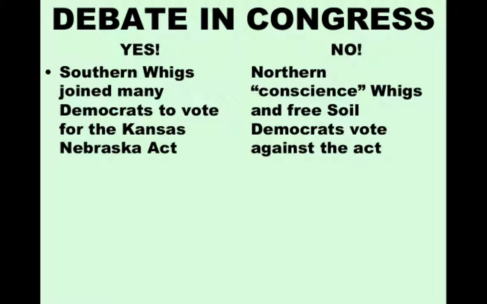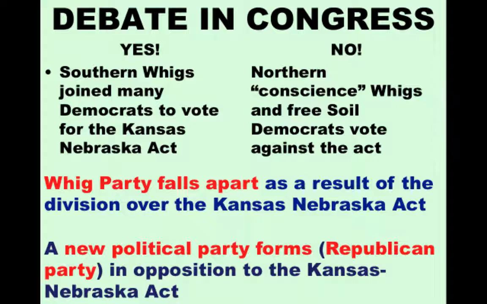But in passing, it creates a huge increase in sectionalism, and it leads to the death of the Whig Party. It is the Black Widow of the Whig Party. The Whig Party falls apart after the Kansas-Nebraska Act. They are deeply divided between one another, and a new political party forms, the Republican Party. And it is nothing more than an opposition party when it first starts out, and they're opposed to this act.